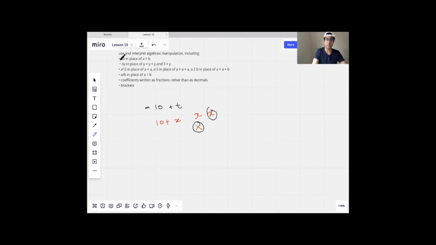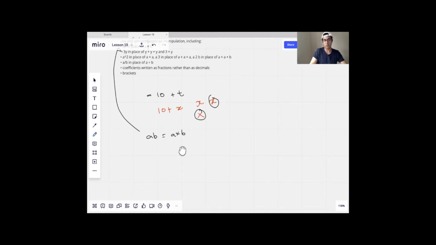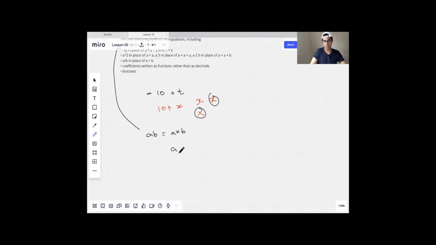So this takes us to our first learning objective: ab is the same as a times b. If we had, for example, a times x, you can see how that looks pretty confusing, right? Is this x an algebraic x, or is it a multiplication x? So what we do instead is we simply ignore the multiplication sign, and we can write it as ax, for example, or in this case, ab.